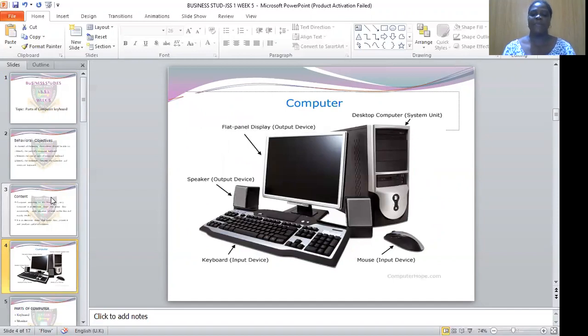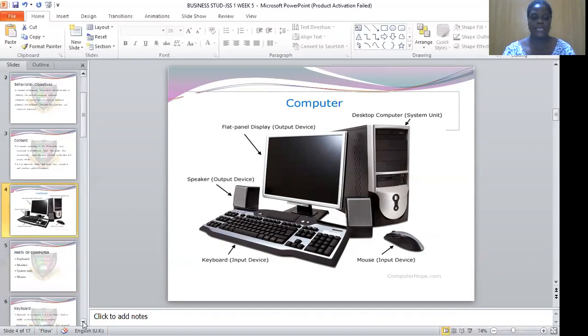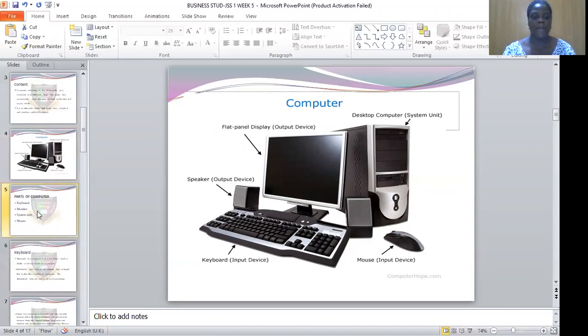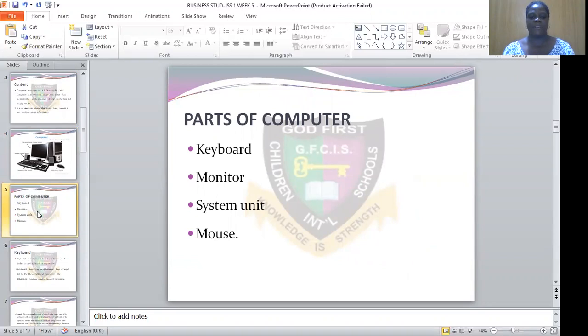This is an example of a computer. The parts of the computer that we have are the monitor, the flat screen, which can also be called the monitor, the speaker, the keyboard, and the system unit. And this is the mouse. We'll be talking about them one after the other. The parts of the computer, just like I've mentioned, are the keyboard, the monitor, the system unit, the mouse, and so on and so forth.